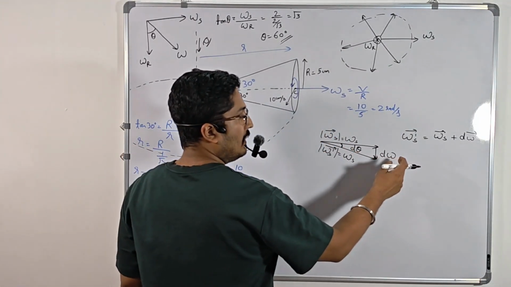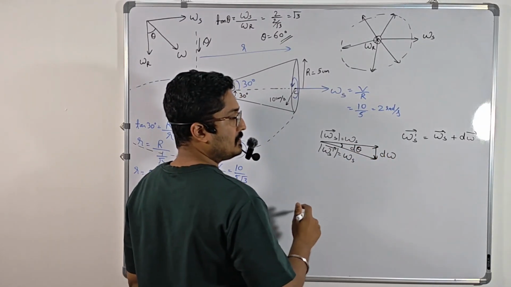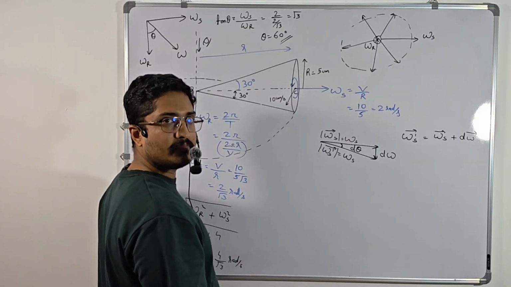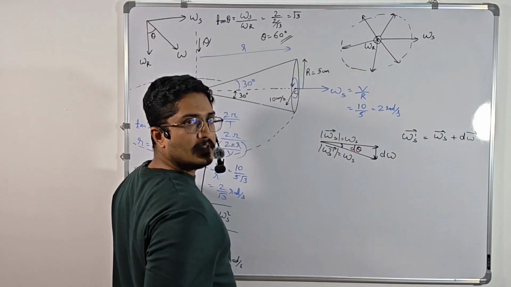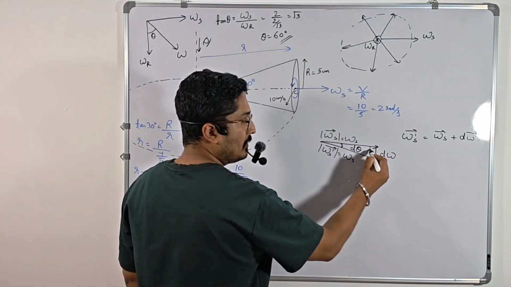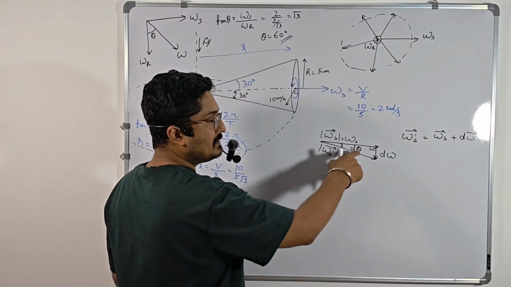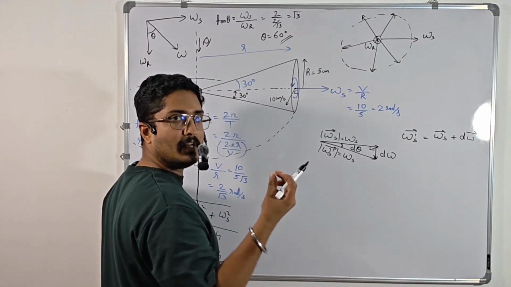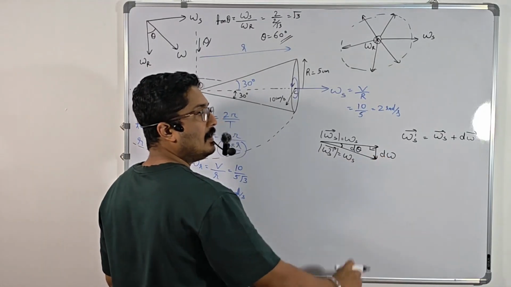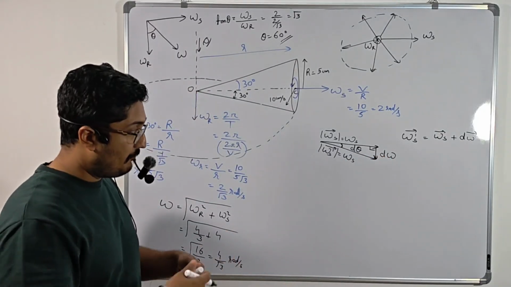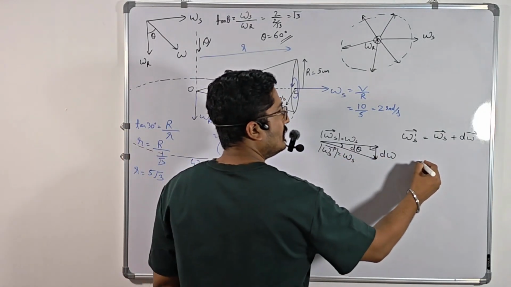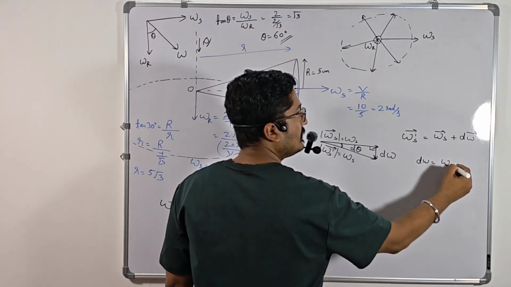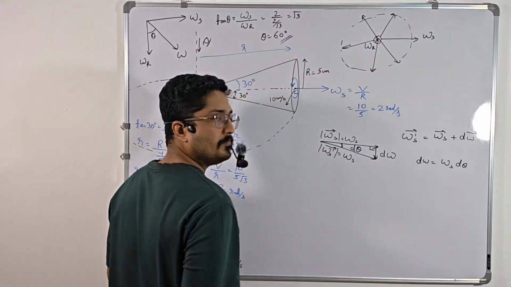Now I am interested in finding alpha, right? From these vectors, can I say that this d omega looks like an arc length? Okay, actually it is perpendicular. But we can say that it behaves like an arc because the angle d theta is very, very small, so this straight line can be considered as an arc. If that is the case, can I say d omega is nothing but the length, which is omega s into d theta?